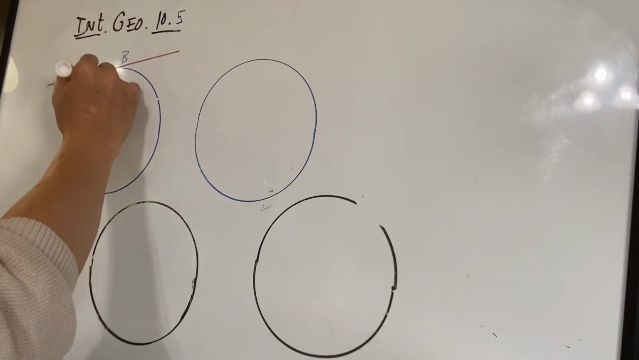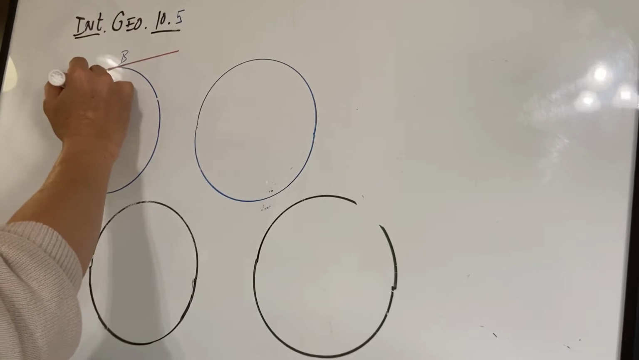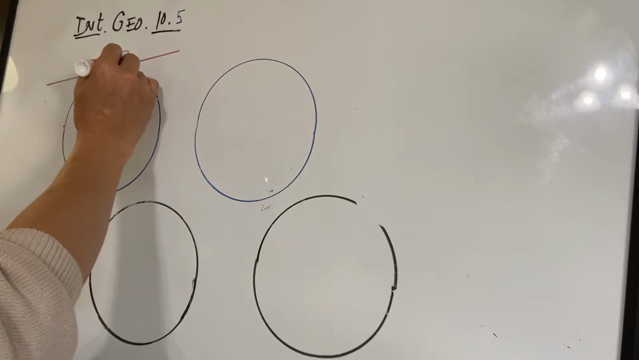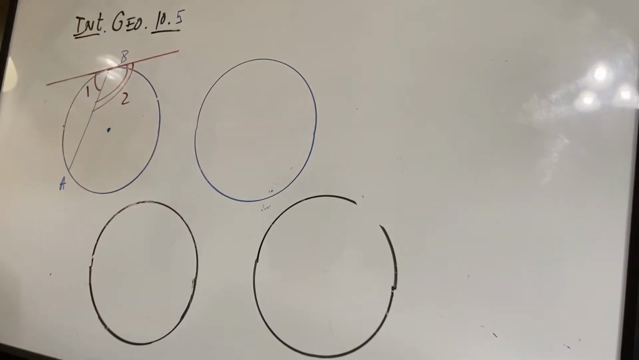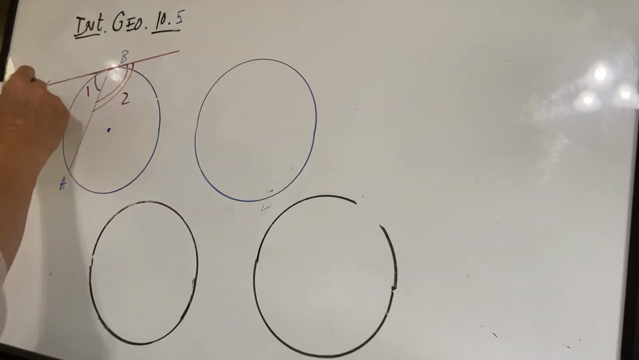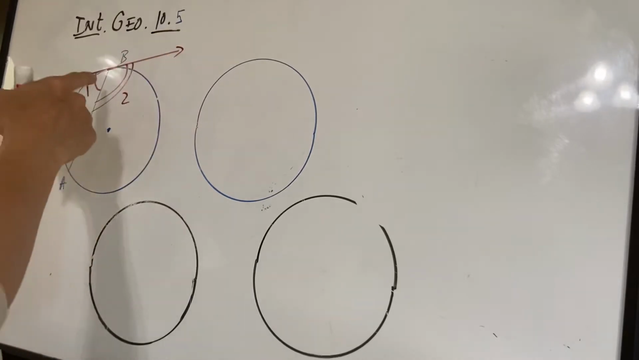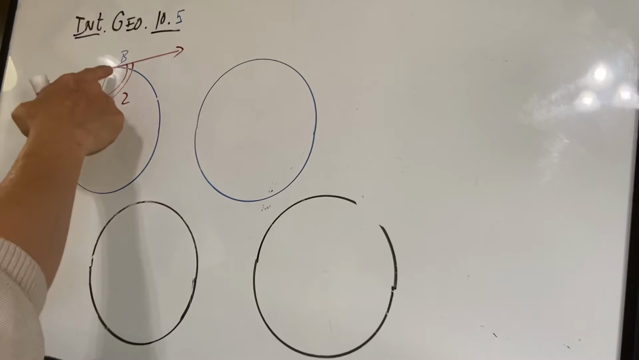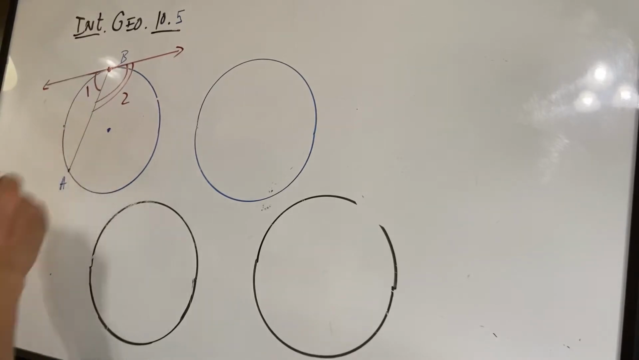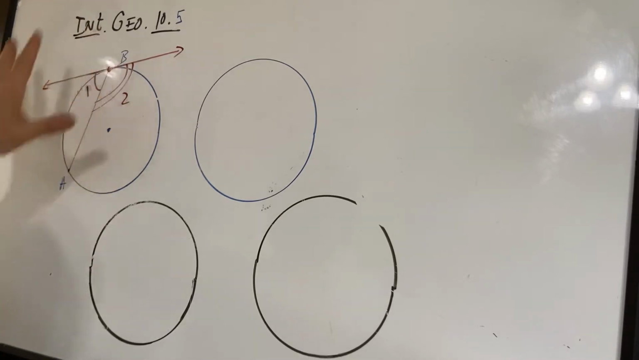Let's call this angle 1, and this angle 2. You see that, guys? Now this is the tangent line to the circle at the point B, and then the chord AB, and point B is on the circle and point A is on the circle. Then what is the relationship between the angle and the circle?